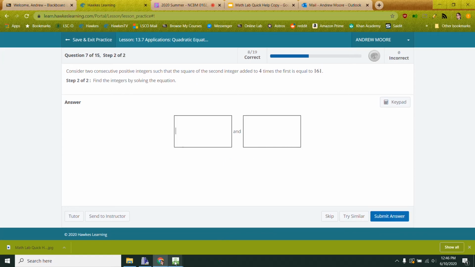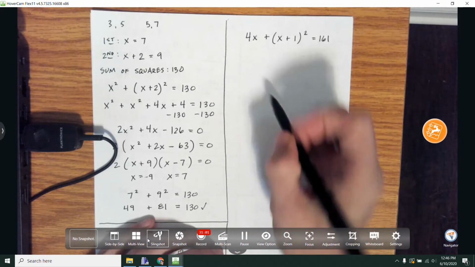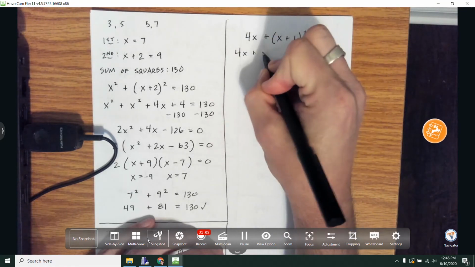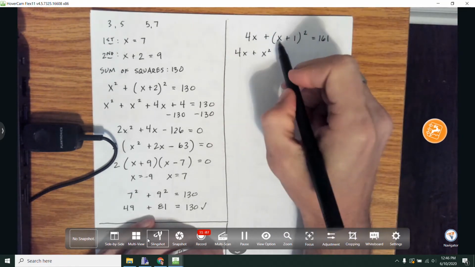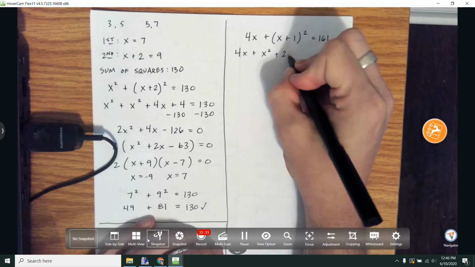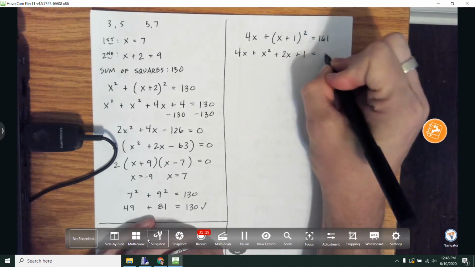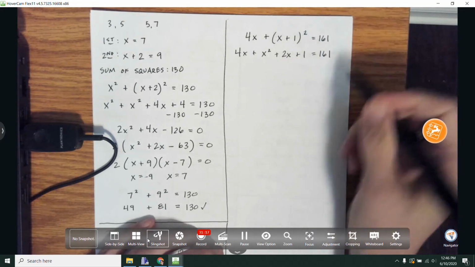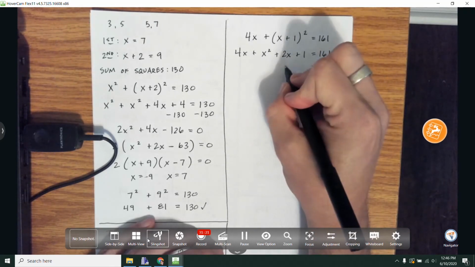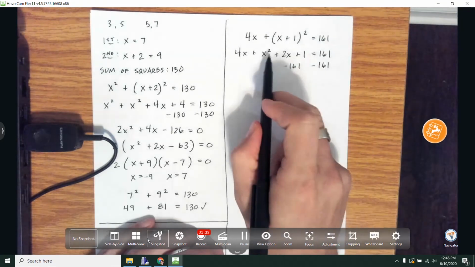And now we're going to solve it out. So first we're going to expand this parentheses. So we're going to have 4x plus, and we're going to square that one, which gives us x squared. Multiply these two by each other and then double it. That gives us 2x. And then square that one, which gives us 1. This equals 161 still. So we minus this 161 and then minus 161 here. We're going to combine like terms. We got x squared here.